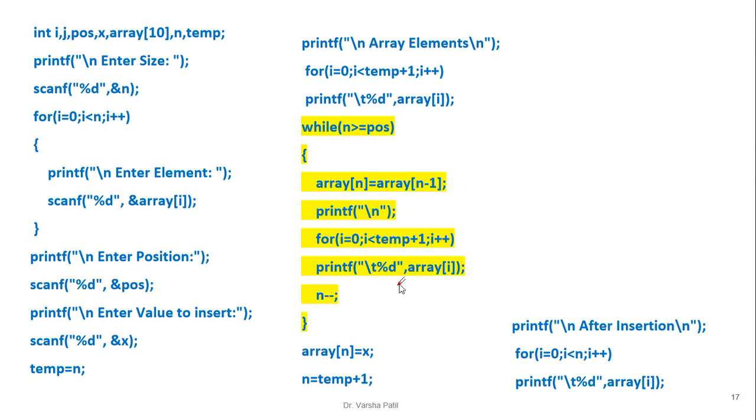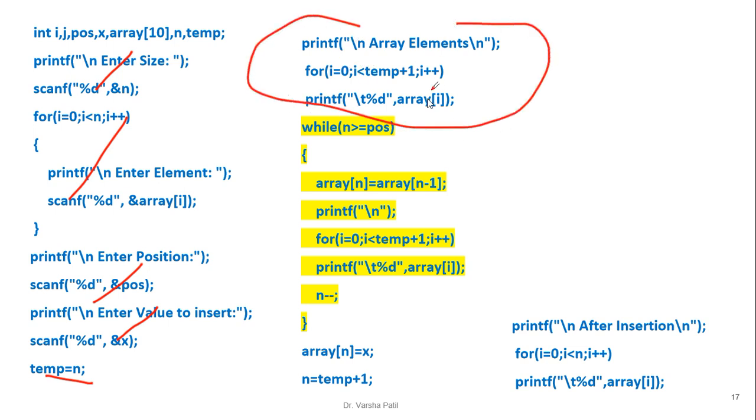Now the writing of the program is very easy. Size accept, then accepting the array elements, enter the position, and at that position what to insert. As in our program n is changing, we are storing n into the temp variable. Then we want to print the array elements, so I am printing with temp plus 1 because I am showing that garbage value, that's why I am using temp plus 1.